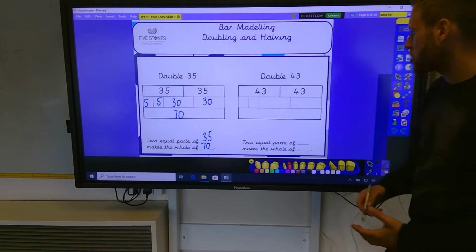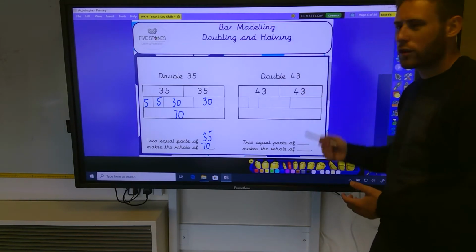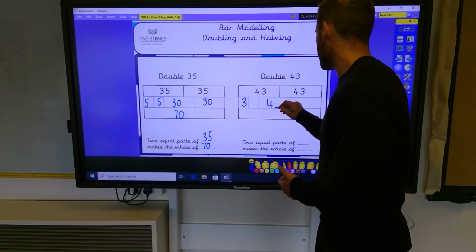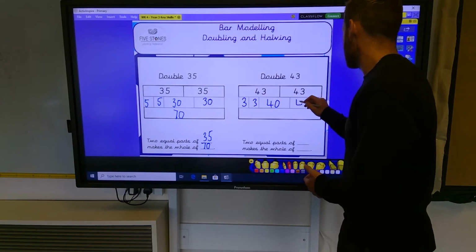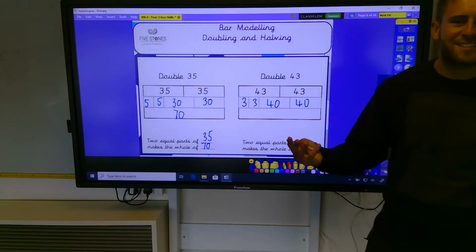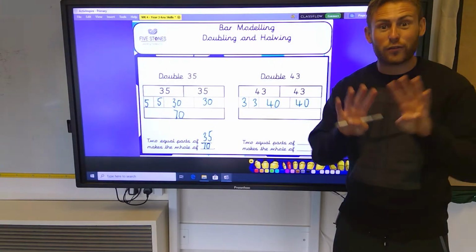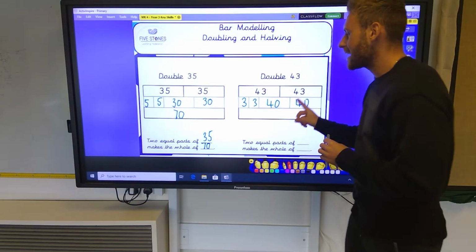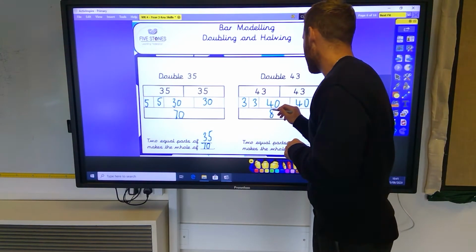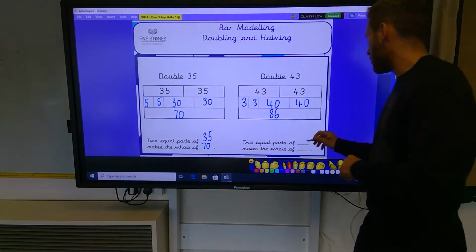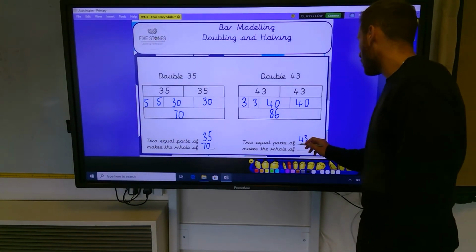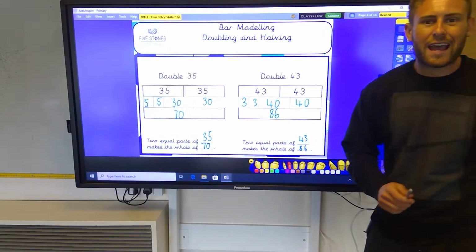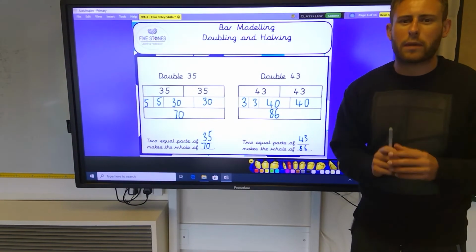Fantastic. Start with your partitioning. We've got double 43. We can see 43 and 43. Partition 43 into 3 and 40. 3 and 40. What's 3 and 3? Is 6. And 40 and 40? 4 and 4 is 8. So 4 tens and 4 tens is 8 tens. 8 tens is 80. 80 and 6 is 86. So 2 equal parts of 43 makes the whole of 86. Fantastic. Hopefully that bar model helps you break down the information into more manageable parts.